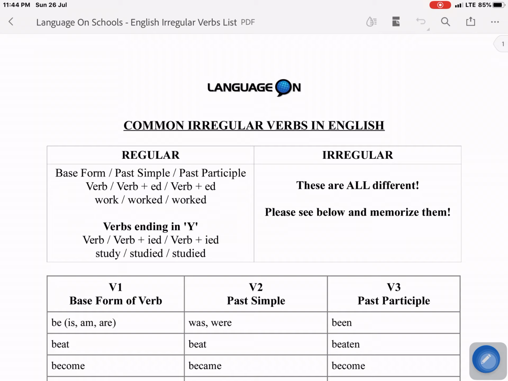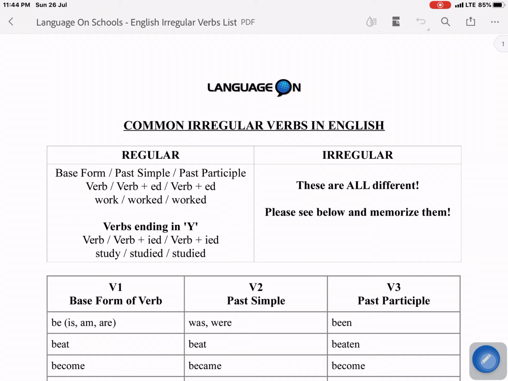And to make the present participle, you simply add ing after the verb. For example, work, if you add ing, working, that means present participle.